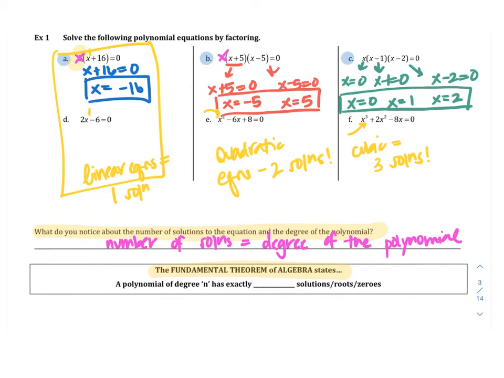And it says a polynomial of degree n, so remember degree, oops, I always do that. Degree is our highest exponent. Okay, means it has exactly n solutions, roots, zeros. These words are all interchangeable. They all mean the exact same thing.